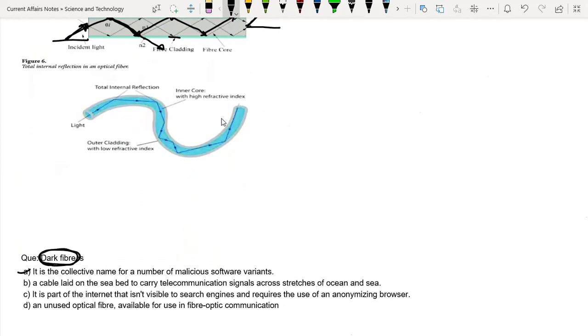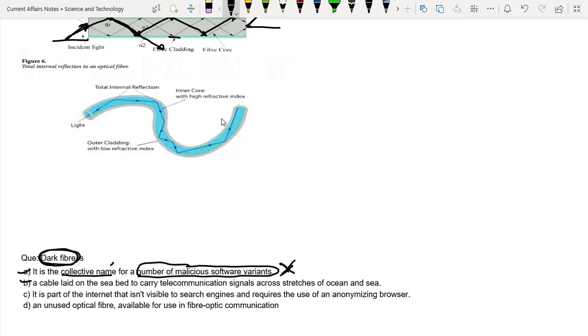First option is, it is a collective name for a number of malicious software variants. Okay. See, currently we read the topic, so it is easy for us to eliminate the options and write the correct option. But when you read many things, then there is confusion between keywords and what they talk about. Okay, so in this first option it is said it is a collective name for a number of malicious software variants. So we know that dark fiber is not related to malicious software variants.